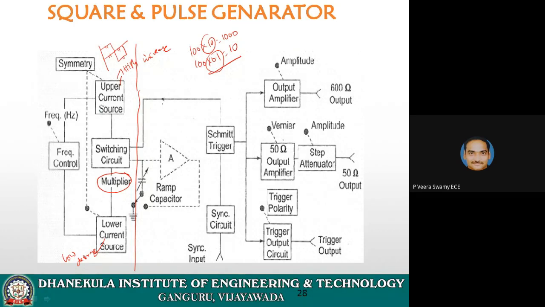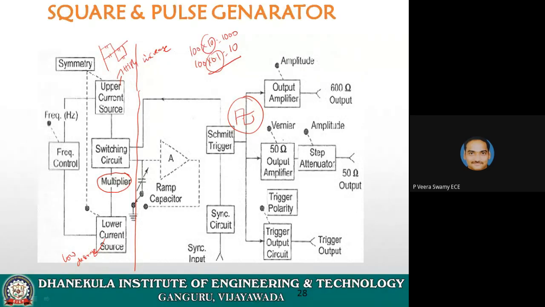And here we generate a particular frequency, which is given to this Schmitt trigger. The Schmitt trigger converts the sine wave into a square wave. See here, this Schmitt trigger produces exactly the square wave.